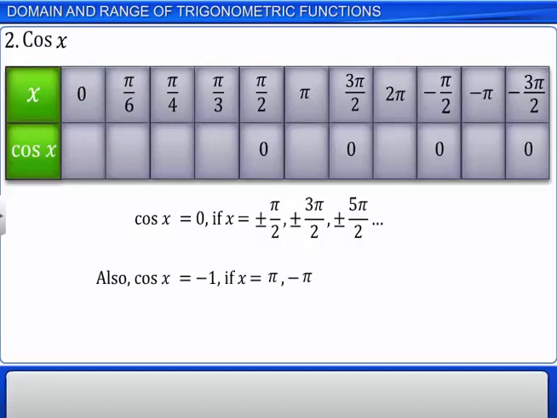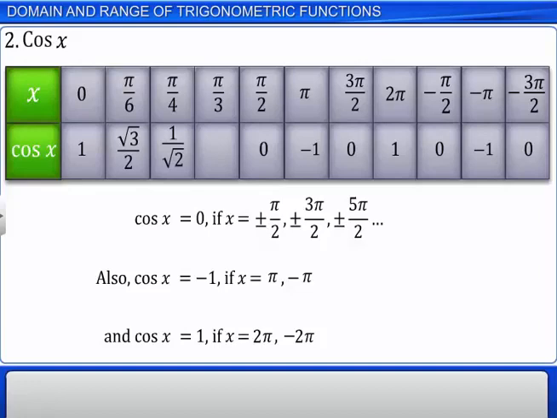Also, the value of cos x is minus 1 if x is equal to pi and minus pi, and 1 if x is equal to 2 pi and minus 2 pi. Cos pi by 6 is root 3 by 2. Cos pi by 4 is 1 by root 2. And cos pi by 3 is 1 by 2.